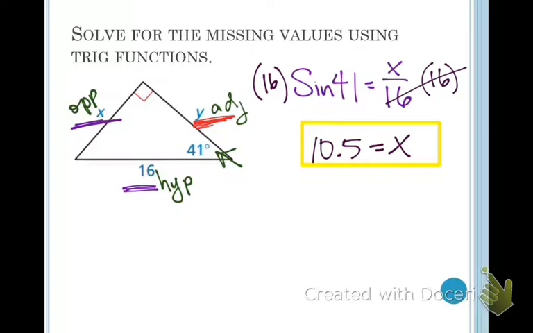All right, and then we're going to solve for y. So y is the adjacent, and then what other side do I want to use? The hypotenuse again. So which trig function is that? Cosine of 41. And it equals the adjacent, which is y, over the hypotenuse, 16. Do I need to flip this? No.